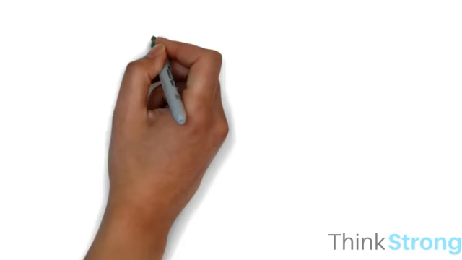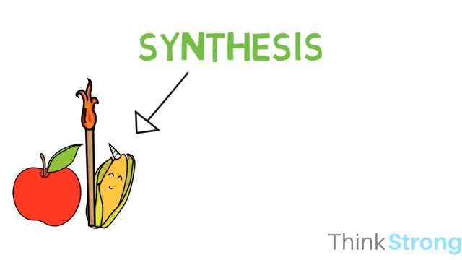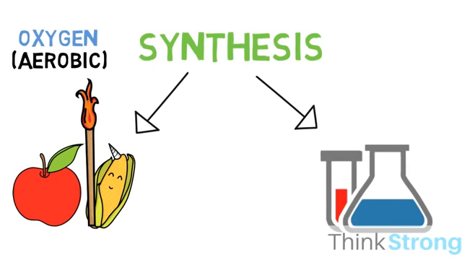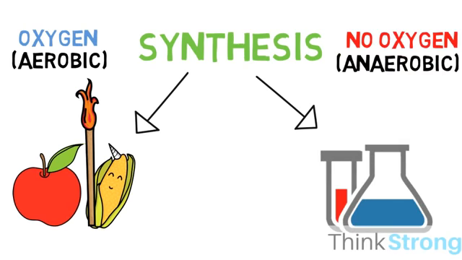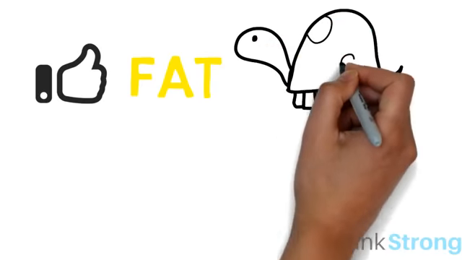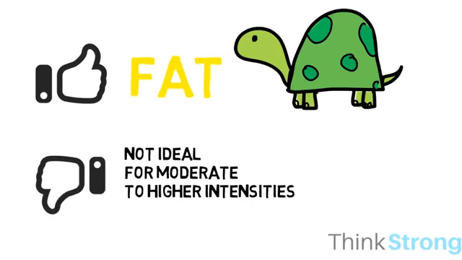The ATP synthesis can come from either your body burning nutrients when there is oxygen present, which is known as aerobic, or from chemical reactions when there is no oxygen present, which is called anaerobic. The most ATP can be made from fat metabolism, but this process is very slow and therefore not ideal when working at a moderate to higher intensity.